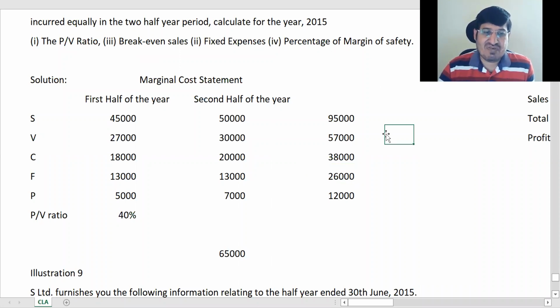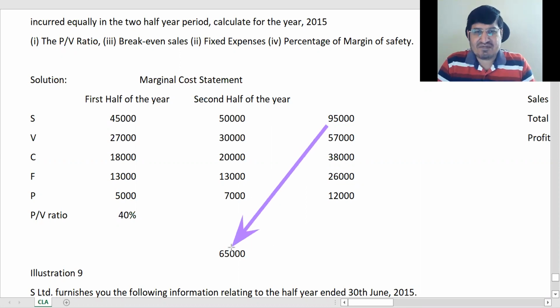Then percentage of margin of safety. First, we have to find out margin of safety. So what is sales? Total sales is 95,000 here, correct? Sales minus break-even sales is your margin of safety. Correct? Margin of safety is sales minus sales at BEP. 95 minus 65 is your margin of safety. It will be 30,000. So margin of safety is 30,000.